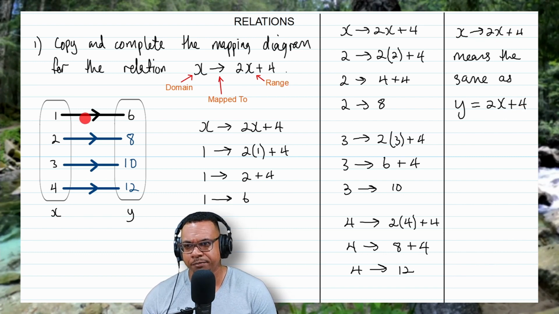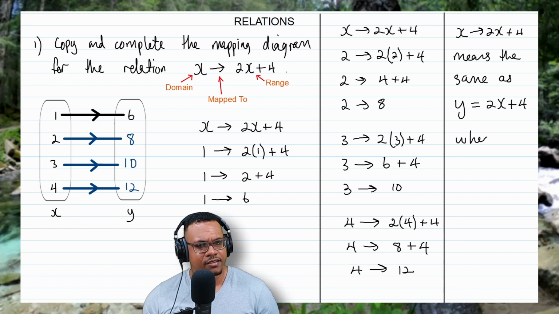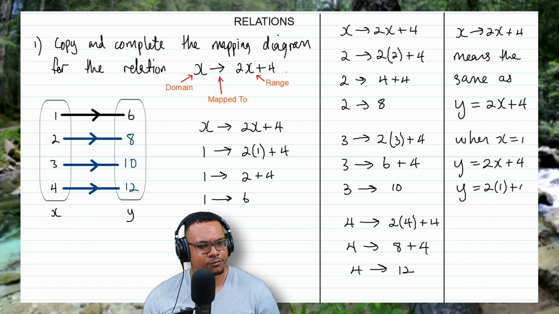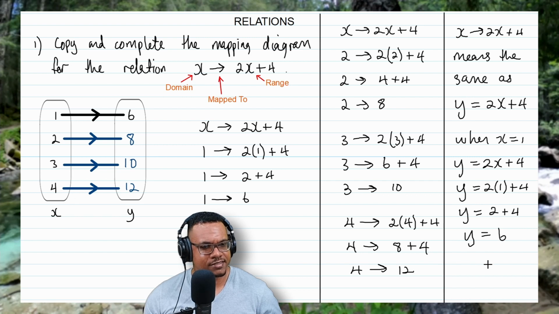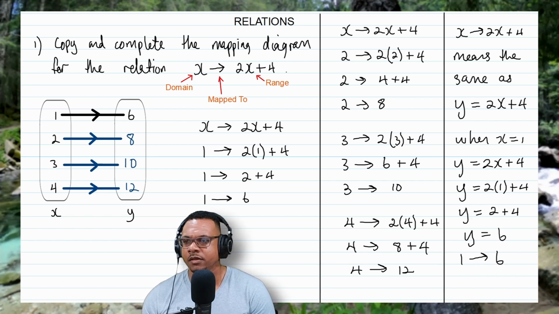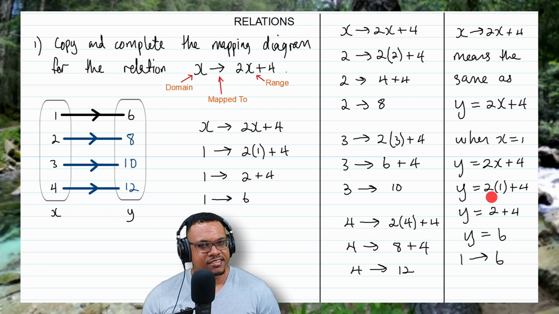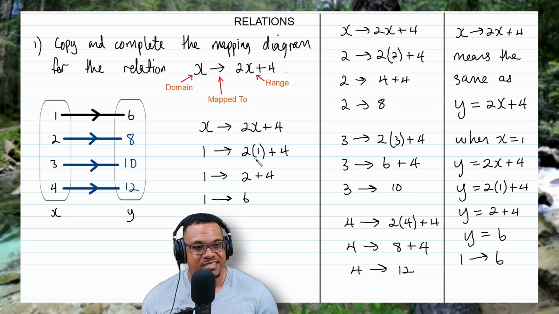If we were to do this first mapping here, when x is 1, you would write when x is equal to 1, we're going to have y is equal to 2x plus 4, and just replace the x with 1. So y is equal to 2 times 1 plus 4. So y is equal to 2 times 1 is 2, plus 4. So y is equal to 6. And this would mean 1 is mapped to 6. So whether you work it like this or like this, it means the same thing.